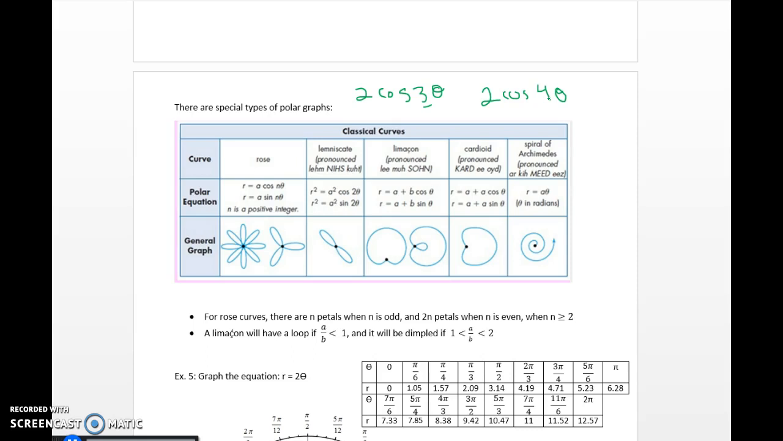Also, the limacons are going to have a loop inside if a over b is less than 1. And back in these equations, if a over b is less than 1, you'll have a loop. You'll have a dimple if a over b is between 1 and 2. So those are just a little helpful hints there.